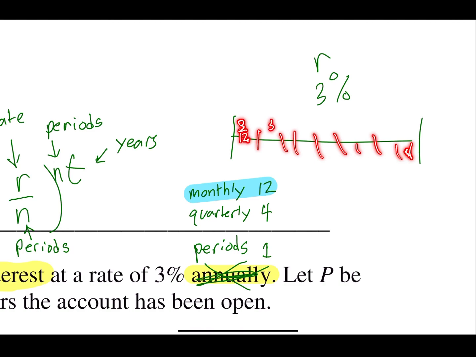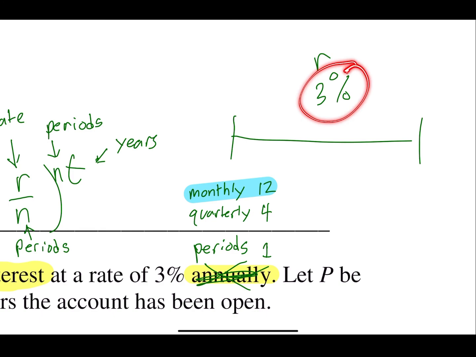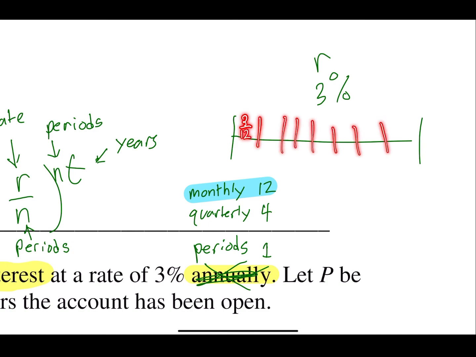But it's happening 12 times, and that's enough to make this increase much faster. So the percentage is less important than how many times it happens. Take a smaller percentage, like 3 over 12, but make it happen more times, and we're going to have a bigger amount of money at the end.